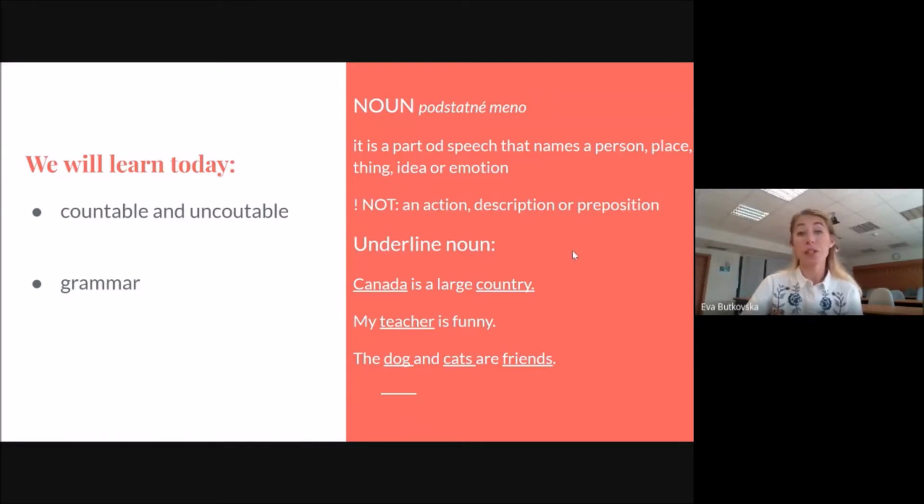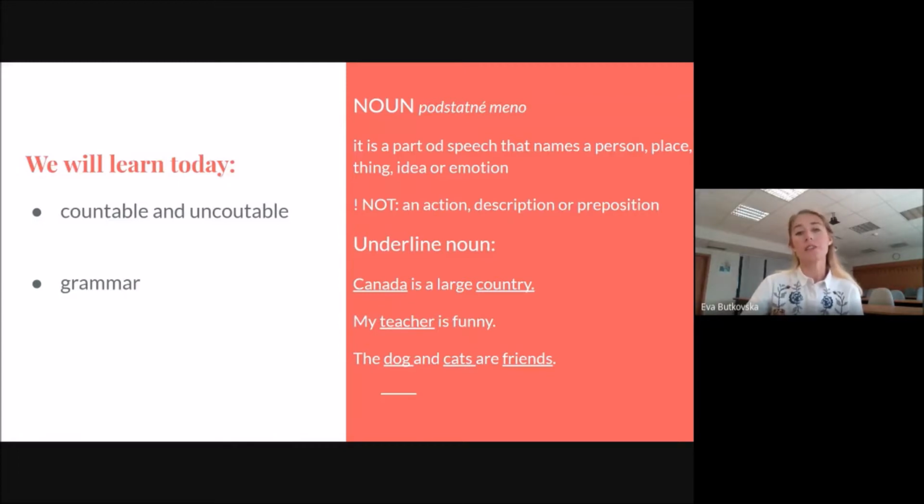So noun is a word, or we can say a part of speech that names person. So for example, Emma, that's a noun, or a teacher, that's a noun as well. Noun names place as well. So for example, Košice, that's a noun, or school is a noun as well. Things, ideas, or emotions. So for example, chair or laptop, or emotions such as happiness or sadness. So remember, noun names things or animals and people.